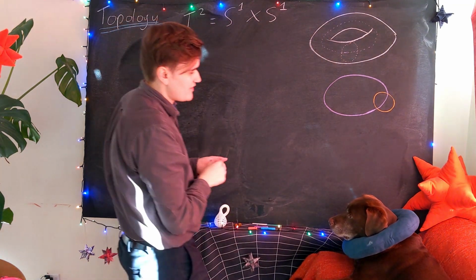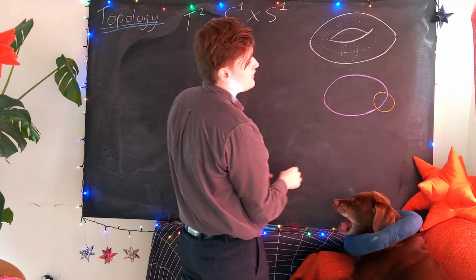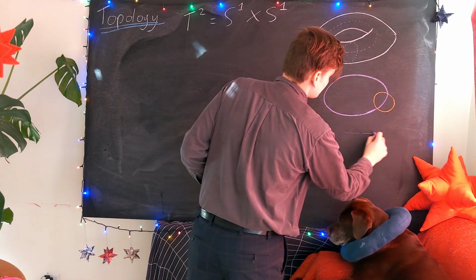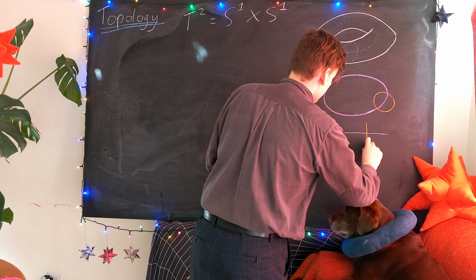and now you have to kind of imagine that this purple circle is lying in some plane, and then this orange circle is in an orthogonal plane. So this, from the side, it will look something like this, with the orange circle like that.